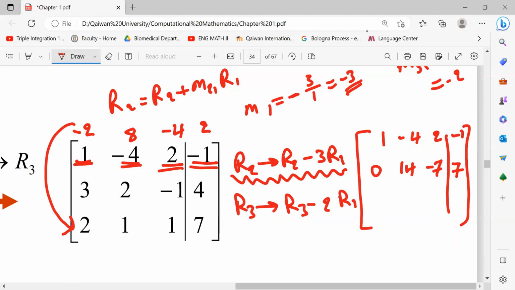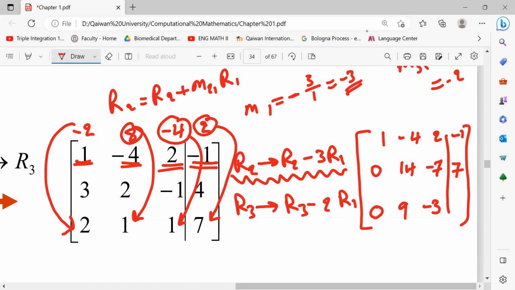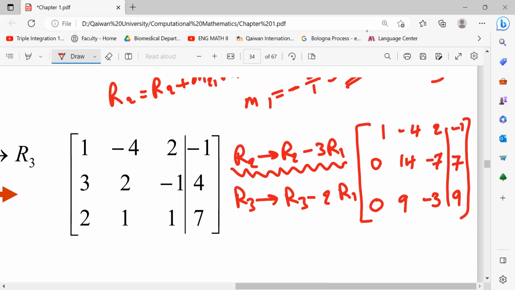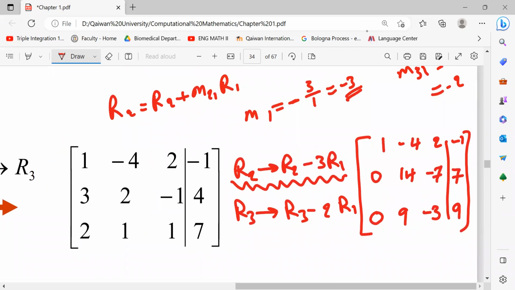Negative 2 plus 2 is 0. 8 plus 1 is 9. And negative 4 plus 1 is negative 3. 2 plus 7 is 9. That's it. Now, we changed these to 0.